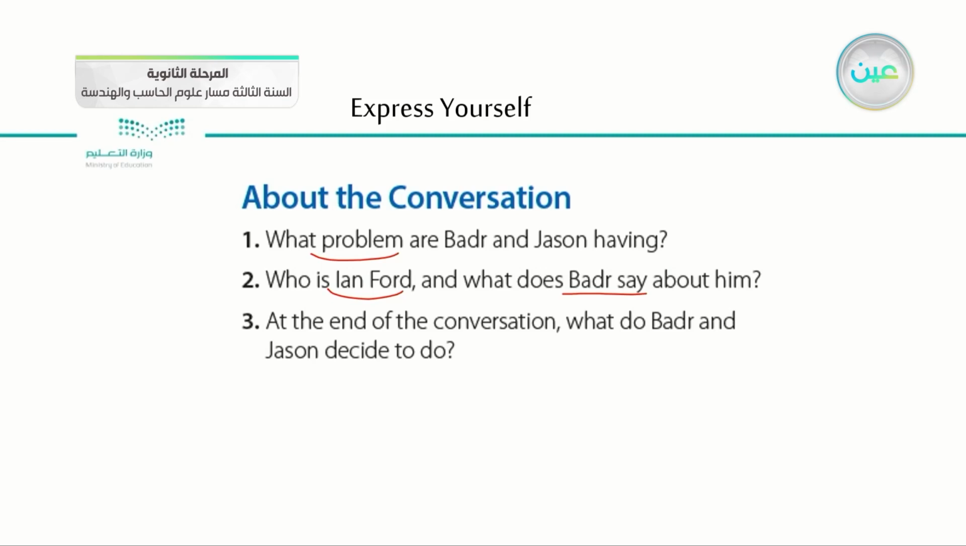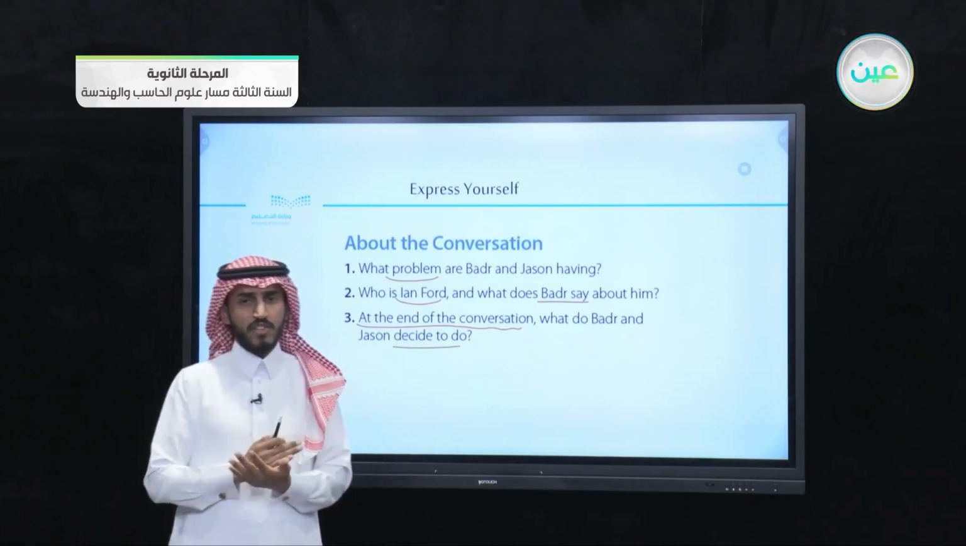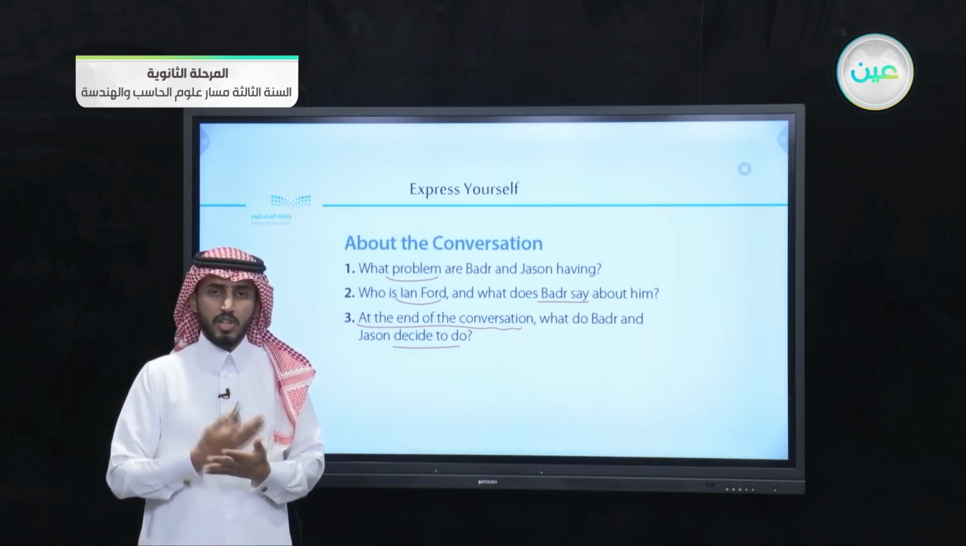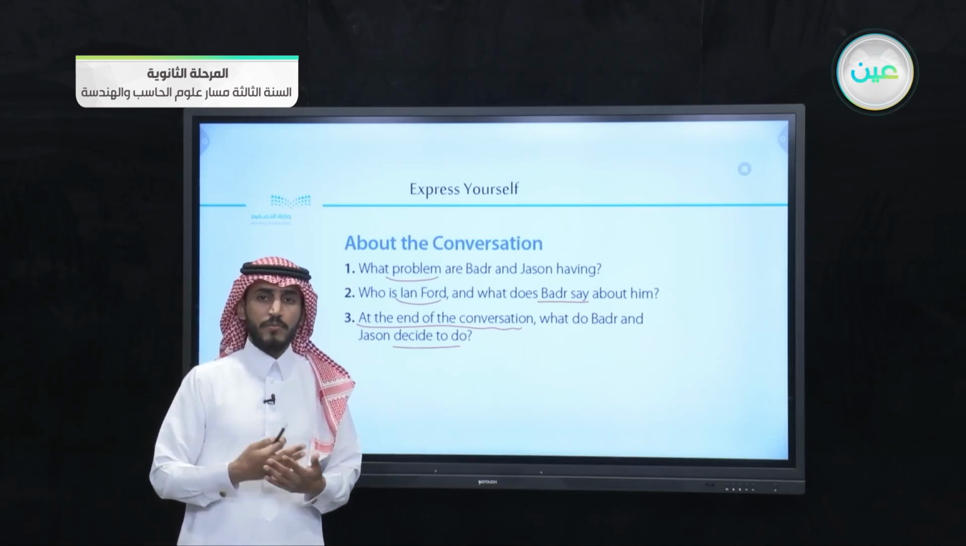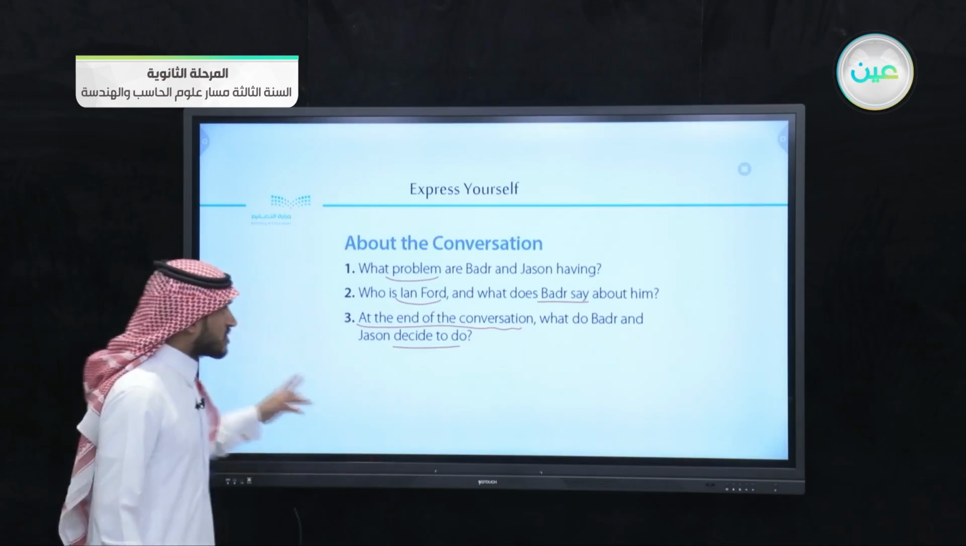Number 3, at the end of the conversation. So here we're talking about something at the end of the conversation. You don't have to scan anything in the beginning. What do Badr and Jason decide to do? They have decided to do something. So what did they decide to do? Now, you can pause the video right now, go back to the conversation and do the exercise on your own. After that, come back to check the answers with us. Now let's go to the answers.